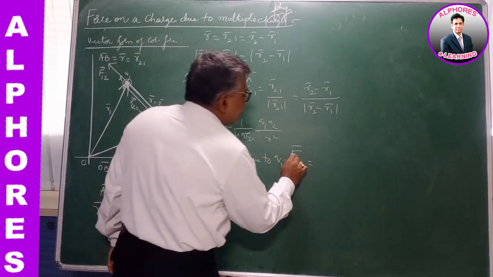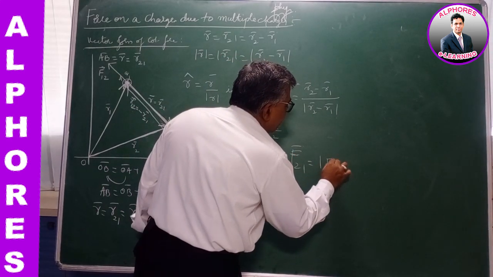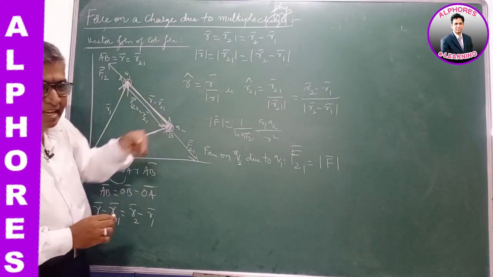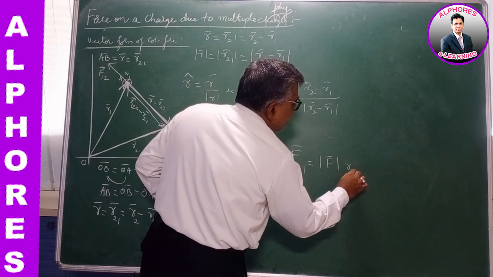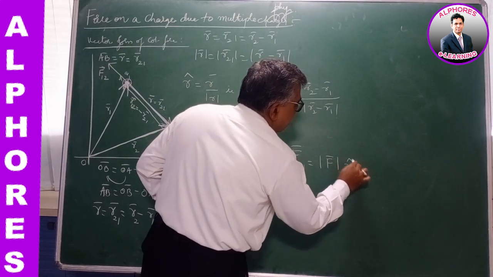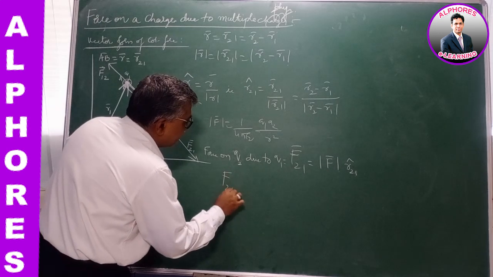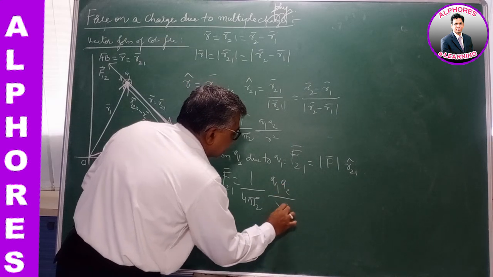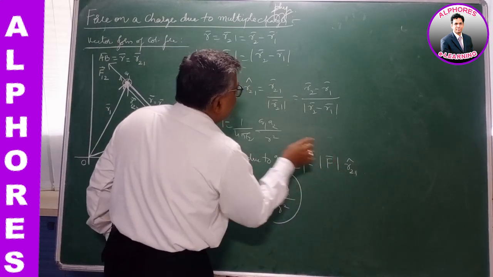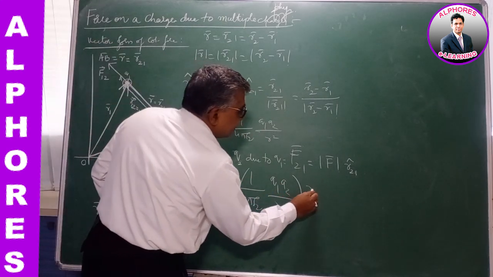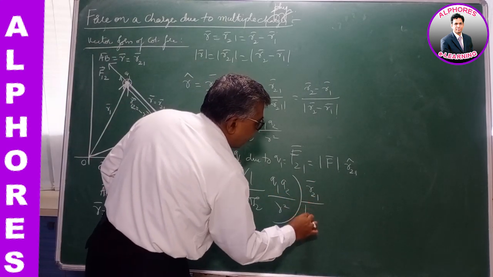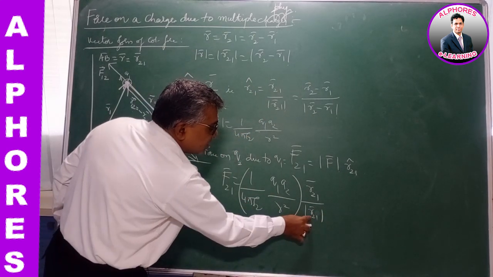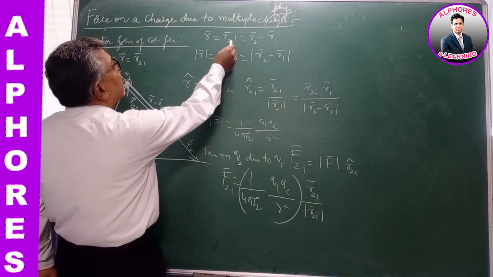So a vector is the magnitude of the force, and the direction is given by the unit vector in that direction. So it is R21 cap. So therefore force F21 bar is 1 by 4 pi epsilon naught Q1 Q2 by R square times the unit vector along R21 bar. So it is R21 bar by mod of R21 bar. So this is magnitude, and R21 bar is nothing but R bar.